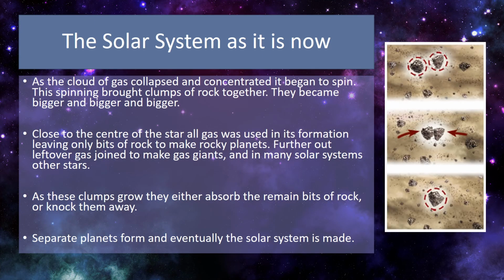So as our solar system is now, the ball of gas collapsed and concentrated together, it spins, brings clumps of rocks together, and they become bigger and bigger. Close enough to the star, all gas is used up in its formation, leaving bits of rock to make rocky planets. Further out, leftover gas joins to make planets and gas giants, and this is why all the planets further away are basically gas, and all the ones closer are rock, because it's just got more gravitational pull.